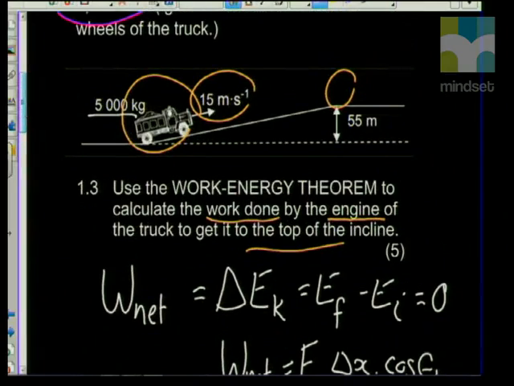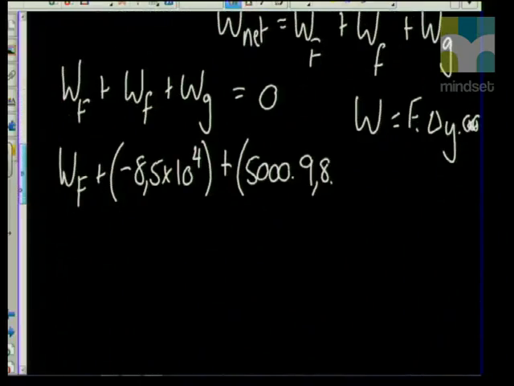The distance, which is over here, the height that it's being lifted to, 55, times cos theta. Now, guys, here is the important thing. In which way was the truck moving vertically? Hope you've got it. The truck moved up. Which way was the force of gravity? It's in the opposite direction.